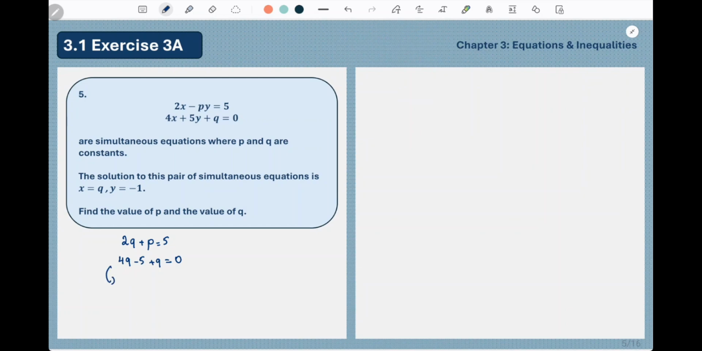So this one becomes 5q, 4q plus q, and the other one goes to the other side, so q is equal to 1. So we already found q. Now we have to find p. We're going to use the first one, so 2q plus p equals 5. I know that q is 1, so it becomes 2 plus p equals 5, and p equals 5 minus 2, which is p equals 3.